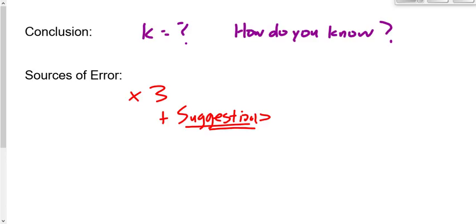Then, of course, your sources of error. You usually want 3 good sources of error, along with suggestions for improvement. How can we make this better another time? Or what did you do midstream to make it better, to fix it?